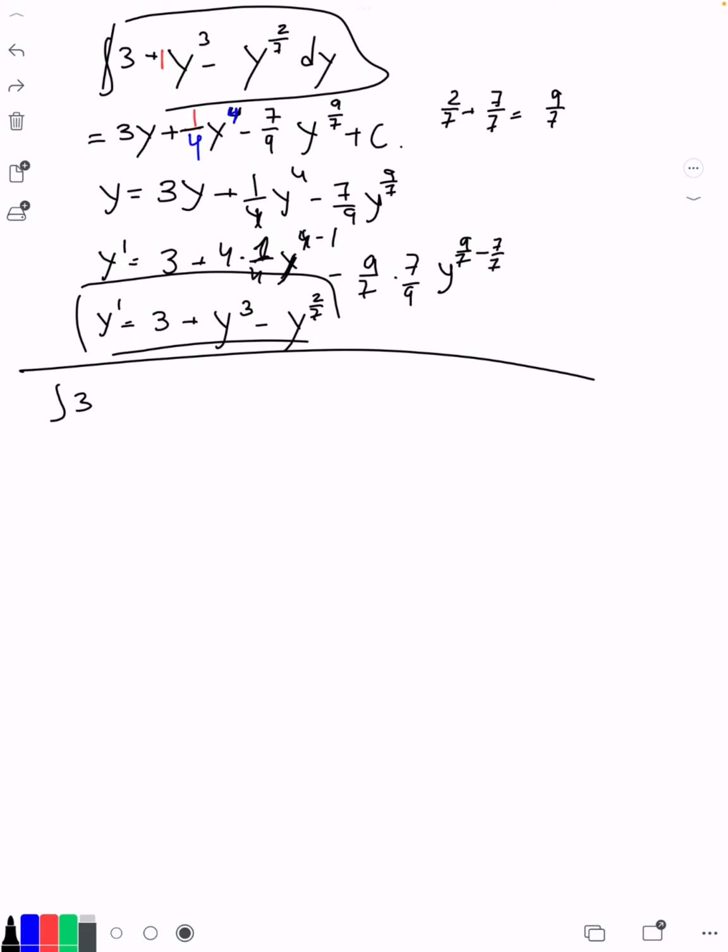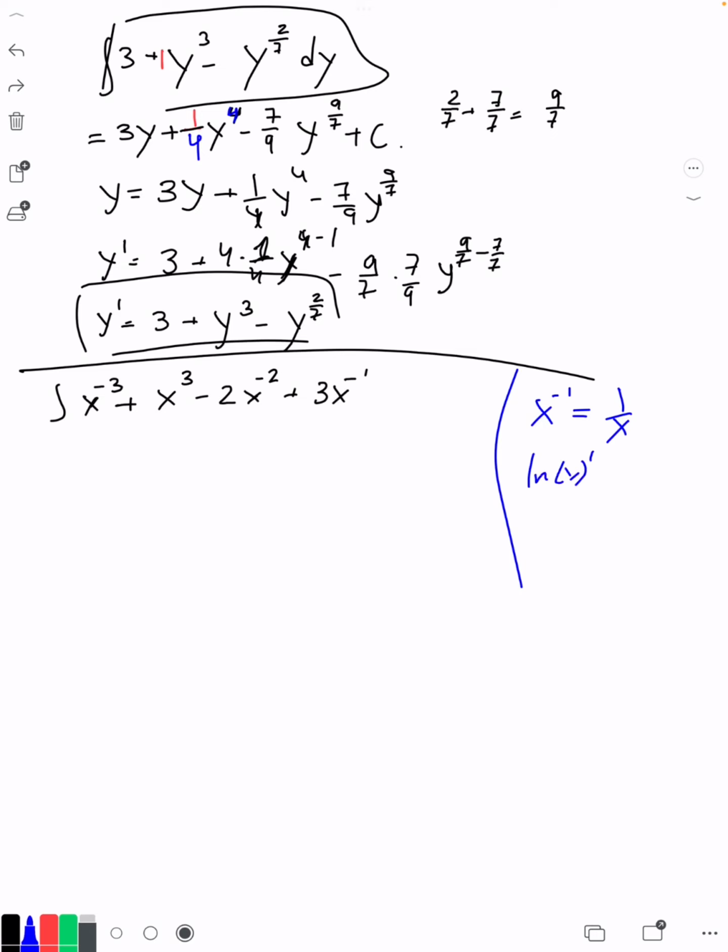We have 3. We're going to have x to the power of minus 3 plus x to the power of 3 minus 2x to the power of minus 2 plus 3x to the power of minus 1. Now I just want to write down on the side that x to the power of minus 1 equals 1 over x. And ln x, when we derive ln x, it's 1 over x.